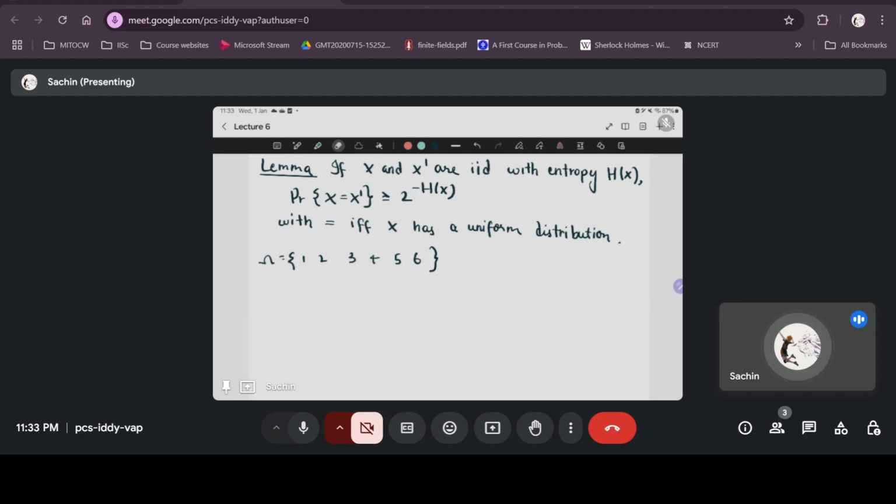So that's what I mean when I say they're independent and identically distributed. The distribution is the same, and since entropy depends only on the distribution, the entropies are the same. But that doesn't mean that they have to be the same random variable. They can be different random variables defined on the same alphabet.